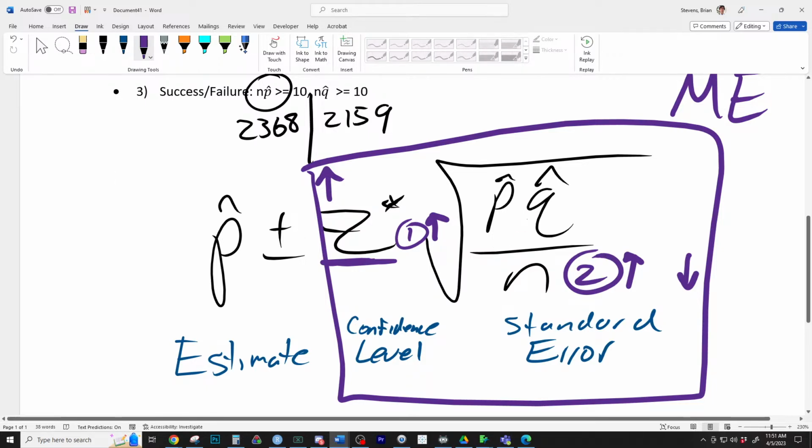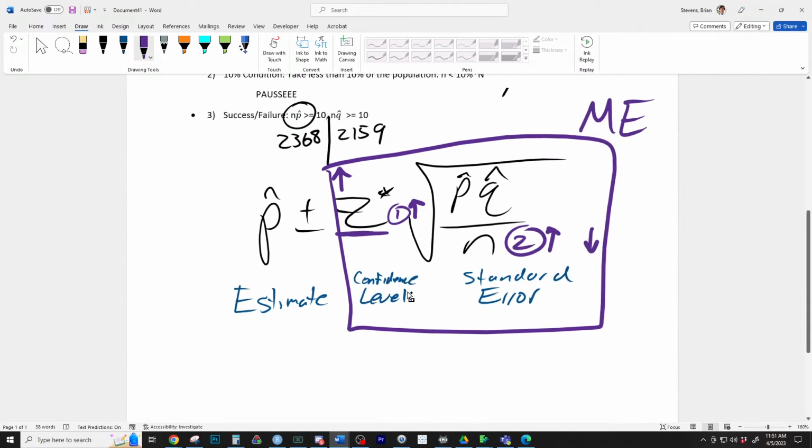p hat and q hat control it, but we don't really control that. We can't really change what the sample says. We can change how many people we talk to. We can also change our level of confidence right here. So those are the big things we can actually have impact over, changing our level of confidence.